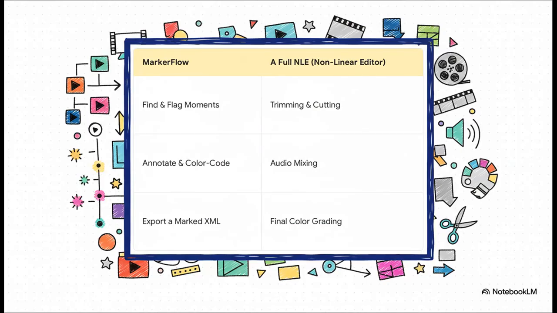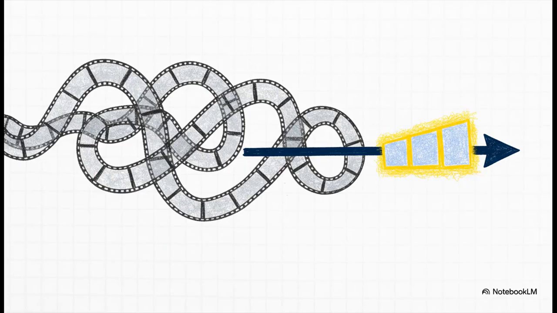Now, I want to be super clear about something here. Markerflow is not a replacement for Premiere or DaVinci Resolve or Final Cut. As you can see, it doesn't do trimming or audio mixing or final color grading. Think of it like a specialized tool, a scalpel, that handles the initial heavy lifting, so your big NLE can do what it does best, the actual creative edit. At the end of the day, it's all about speed and efficiency. The entire value of this thing is in accelerating that find and flag phase, getting you or your editor to the exact frames that matter, without wasting hours scrubbing through all the stuff that doesn't.